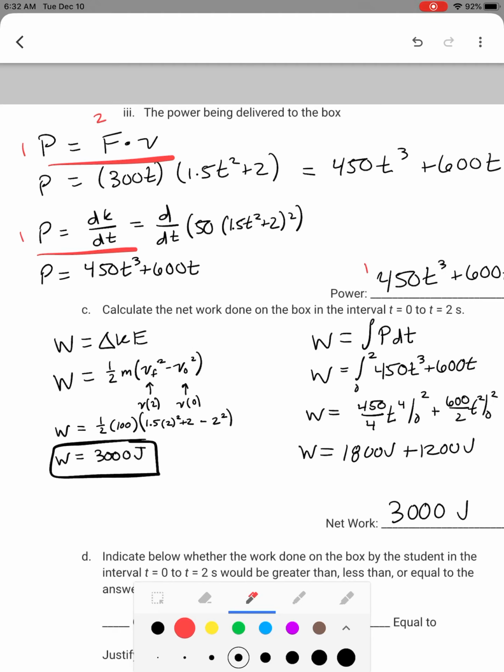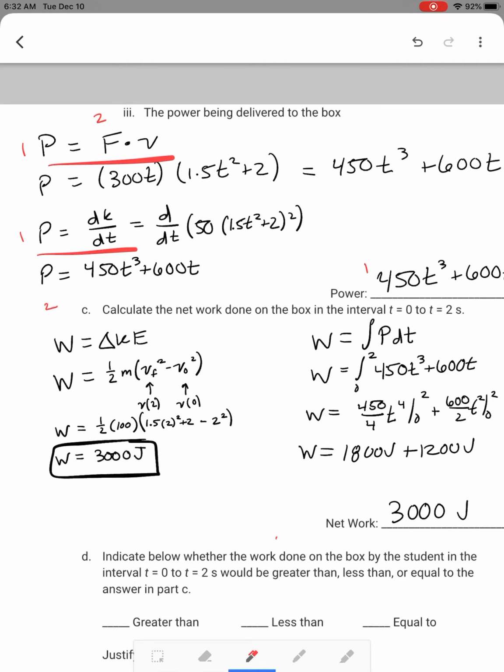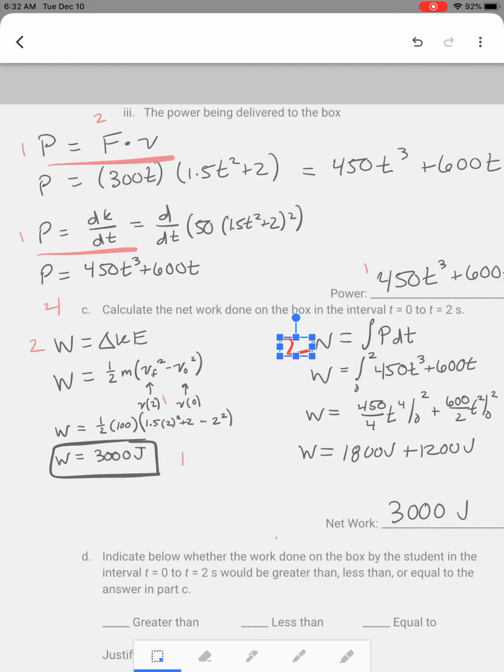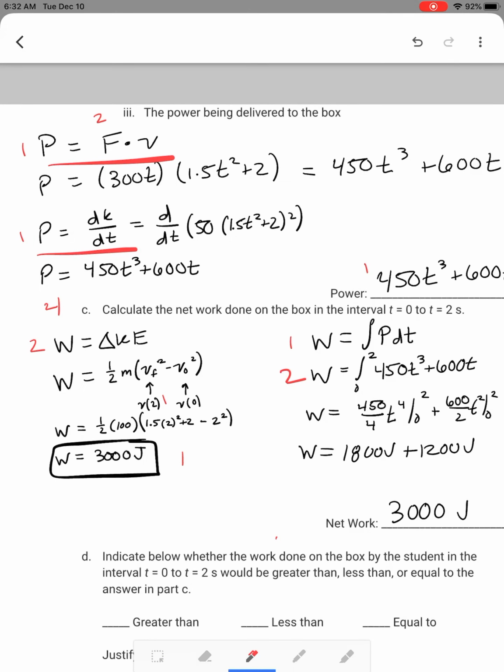Where your points came from on here, it was 4 points total. You got 2 points for one of these statements of how you were going to solve for the work. Then you got 1 point for determining the velocity at 2, and then you got 1 point for the answer. Over here, you got 1 or 2 points for plugging in your power function. You got 1 point for stating this, and then 1 point for the answer.